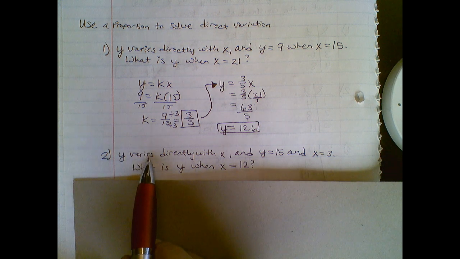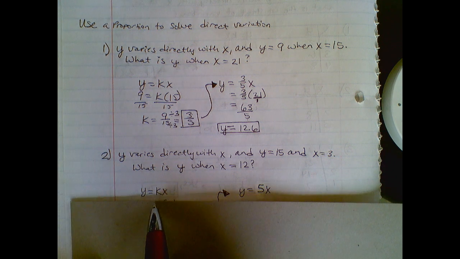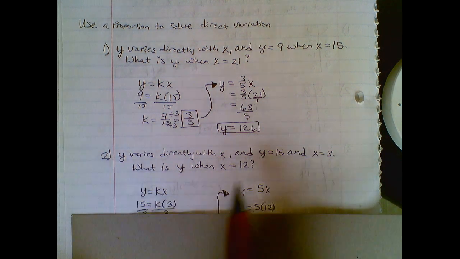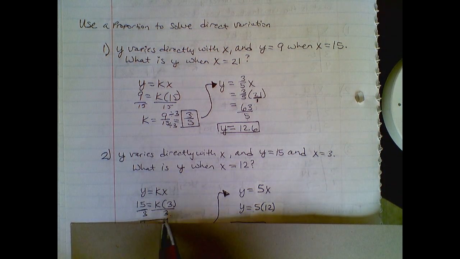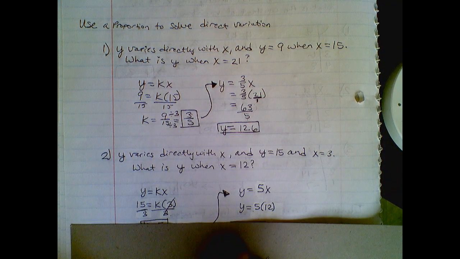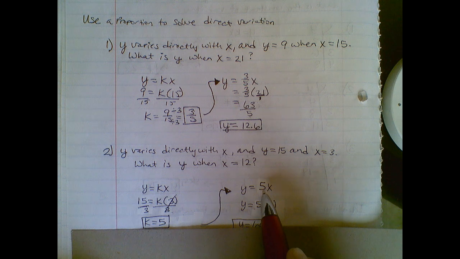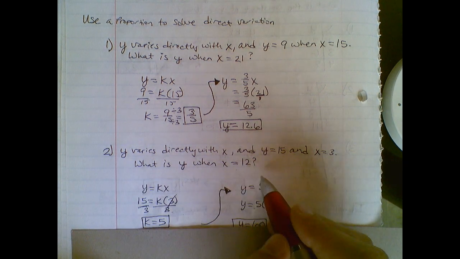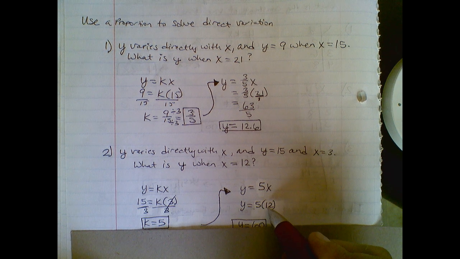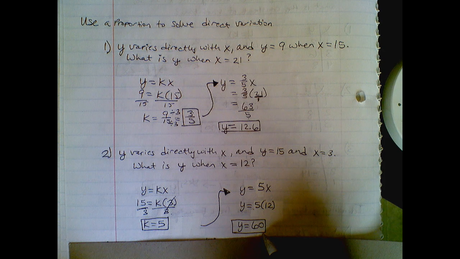So we need to go in order. So the first step, it says y varies directly with x. So we know we're going to use the equation y equals kx. Second step, we're going to plug in 15 for our y, 3 for our x. Solve for the k. So divide both sides by 3. These 3's cancel out. We get k equals 5. And then we substitute that back into our original equation, y equals 5x. And then we go to our last step. What is y now when x equals 12? So we plug in 12 for our x, and then we simplify it down to solve for our y. So we'd get 5 times 12 is 60, so y equals 60.